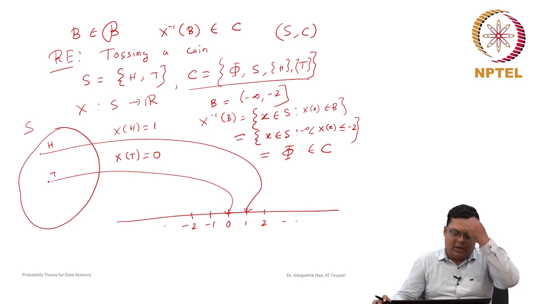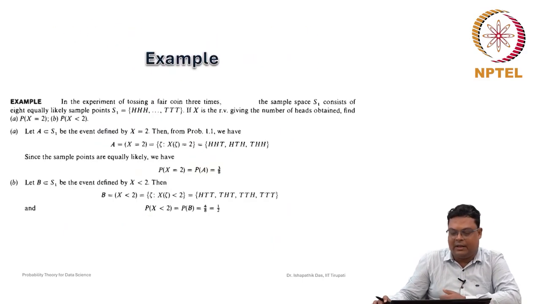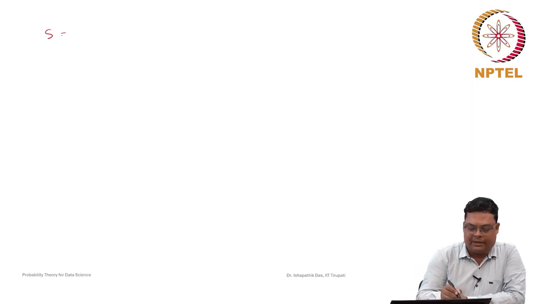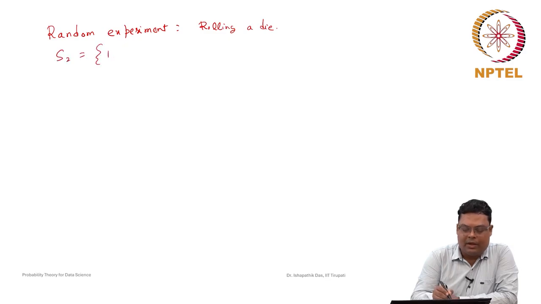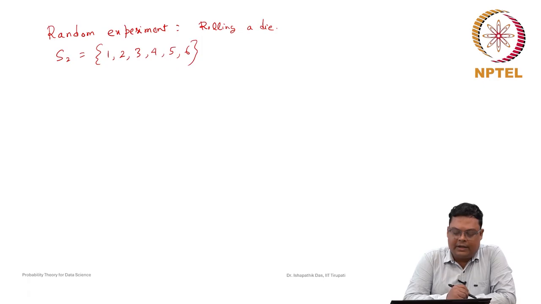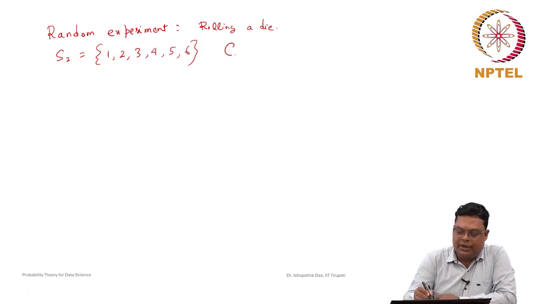There are many examples, and we can also show that something is not a random variable. Let us consider another random experiment: rolling a die. Our sample space Ω2 is denoted by {1, 2, 3, 4, 5, 6}.